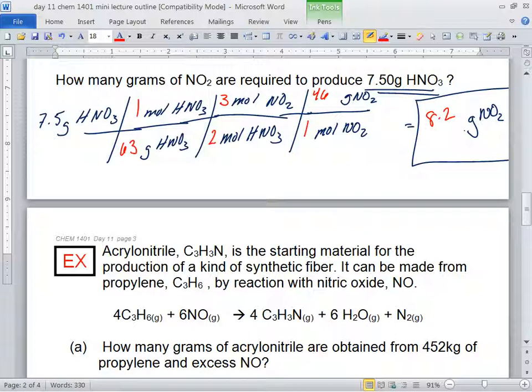When it says 432 kg of propylene and excess NO, how do we write that exactly? Okay, so the excess NO just means that you have got a lot of extra of it. So you don't worry about it. All this stuff is going to disappear first. Okay. So just kind of disregard that.